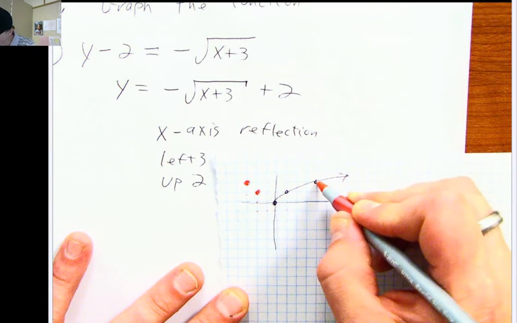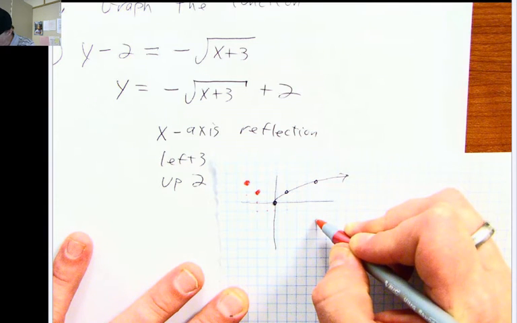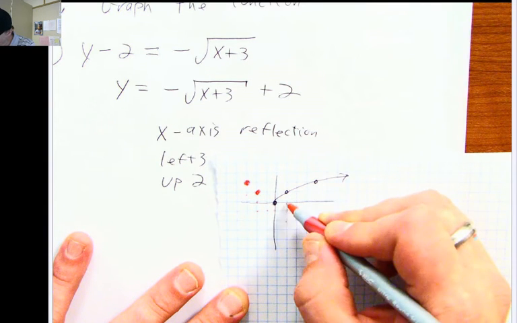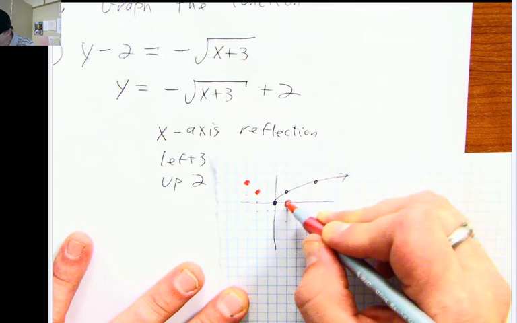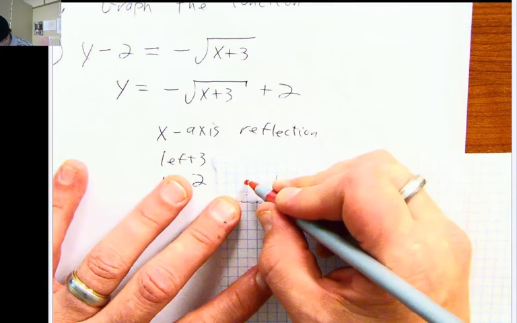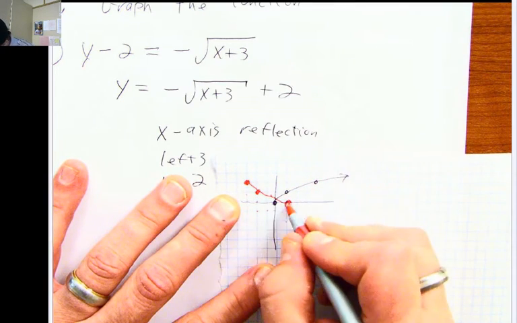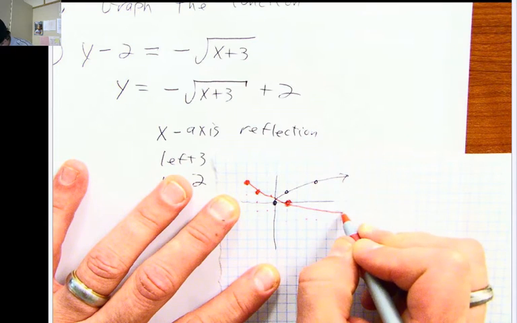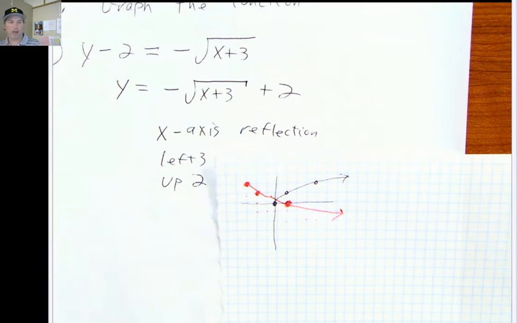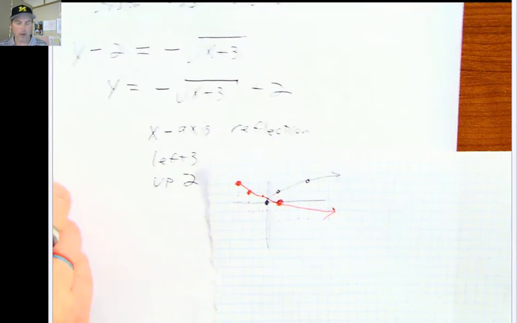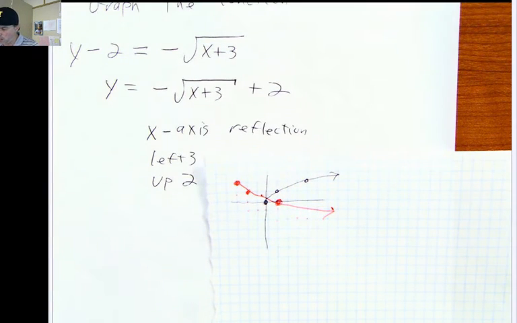Third point, x-axis reflection, left 3, up 2. And then you connect the 3 dots. Make sure you extend past the third dot to demonstrate that it is going on forever. So that is an x-axis reflection with also going left 3 and up 2. That would be a graph paper approach.